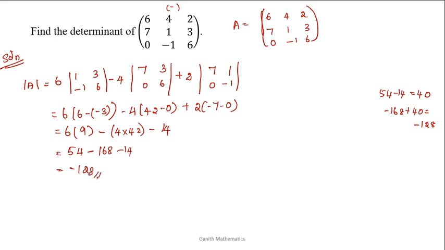As I said, the determinant can be negative or 0 or positive. So you cannot restrict that it should be positive, right? We'll move to the next problem.